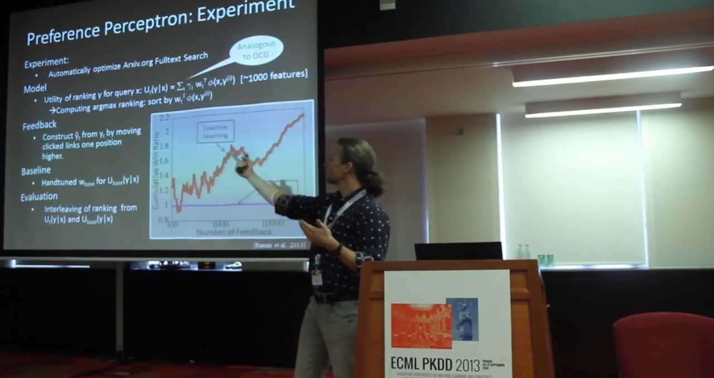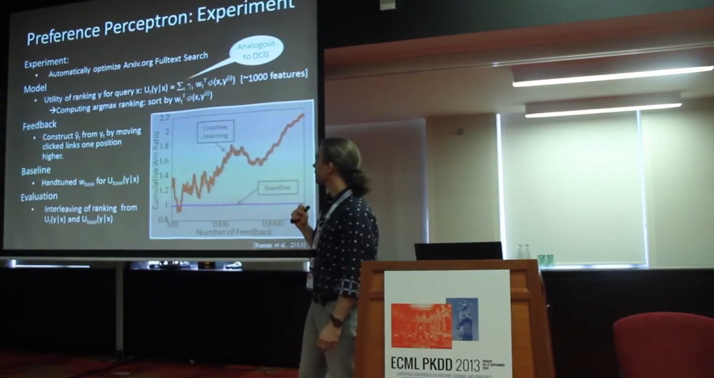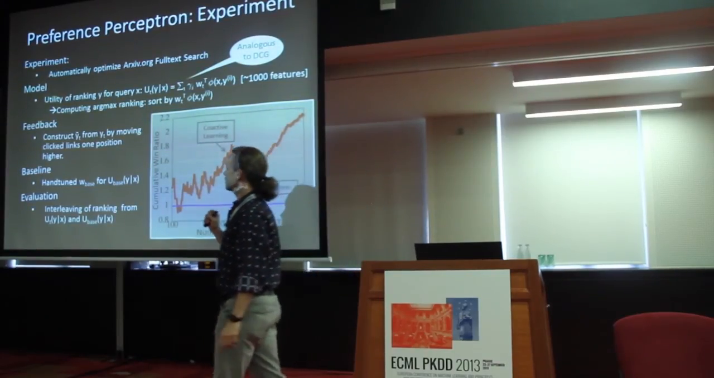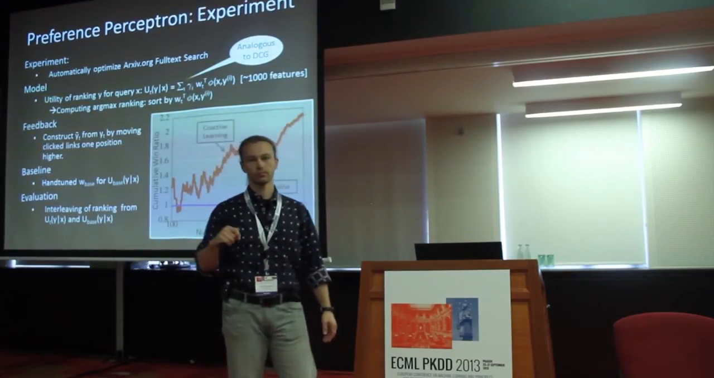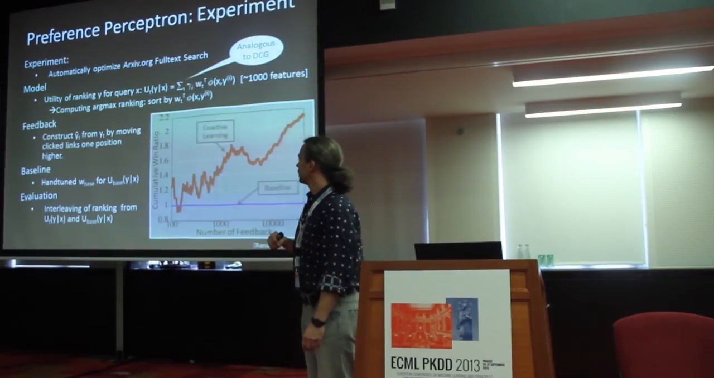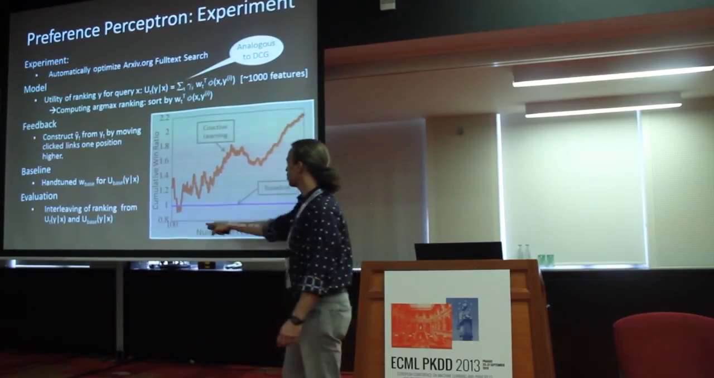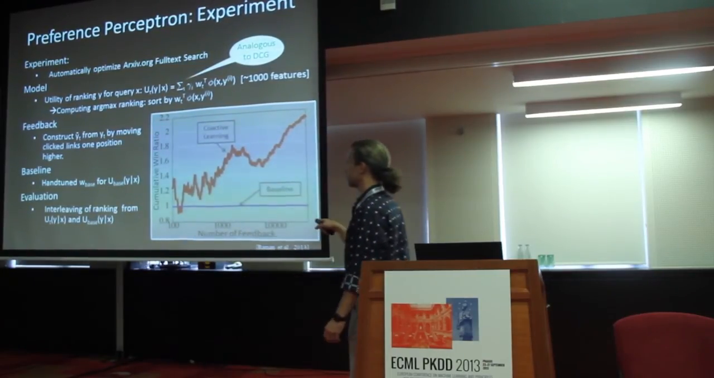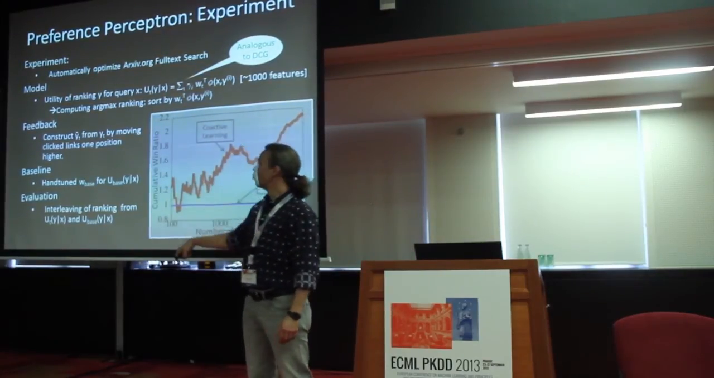So we get this proactive feedback. This ranking would have been better than that one. And then we started from a set of hand-selected weights and let the system learn. That's the preference perception algorithm, and that's this red curve here. This is the number of feedback iterations, and this is the cumulative win ratio.